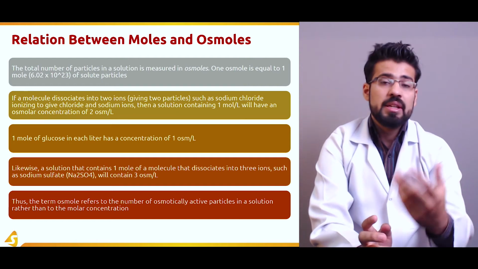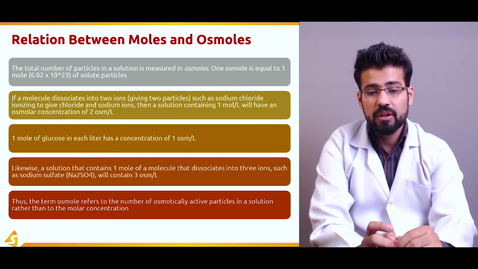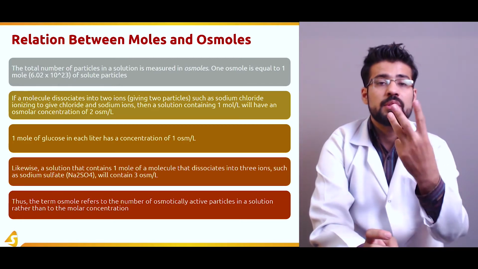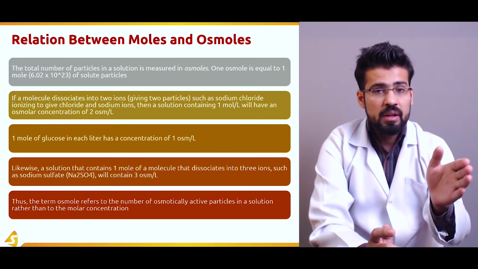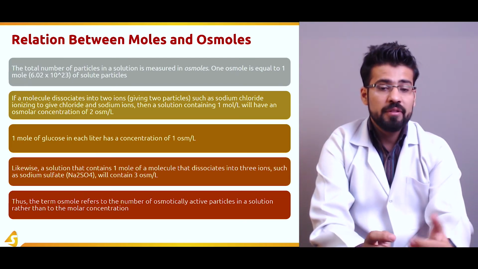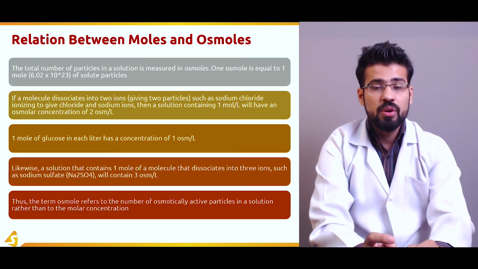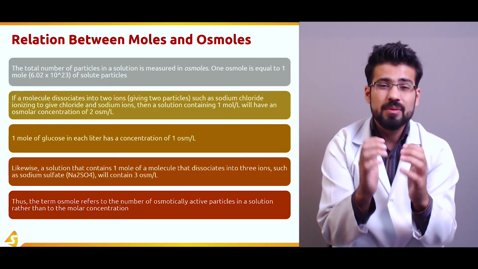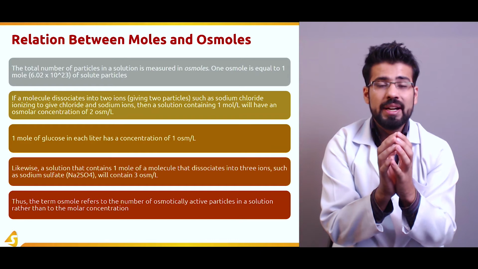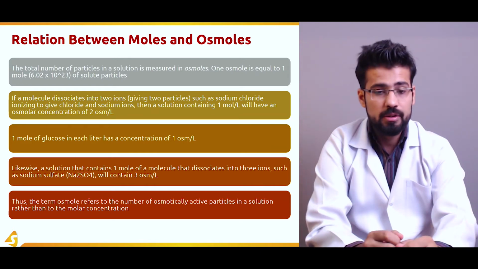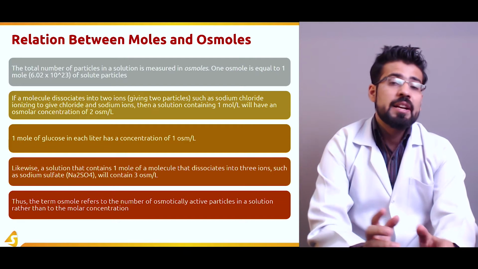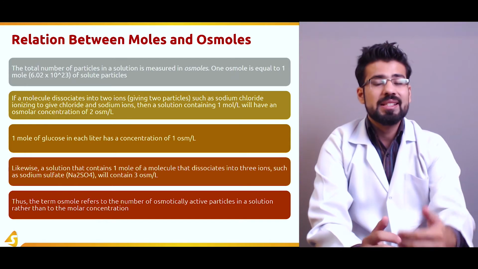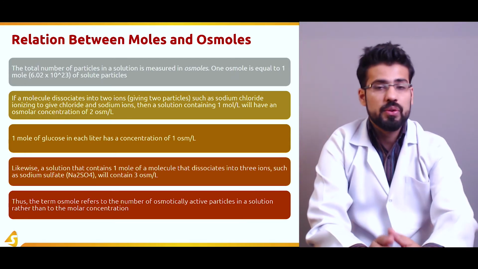Similarly, if you have a particular compound or molecule, let's take the example of sodium sulfate, which when dissociated in the water would produce three active particles. So 1 mole per liter molarity of the sodium sulfate will be changed into 3 osmoles per liter, because osmosis is basically calculated by the number of active particles. So it refers to the number of osmotically active particles present in the solution, rather than, of course, their molar concentration.